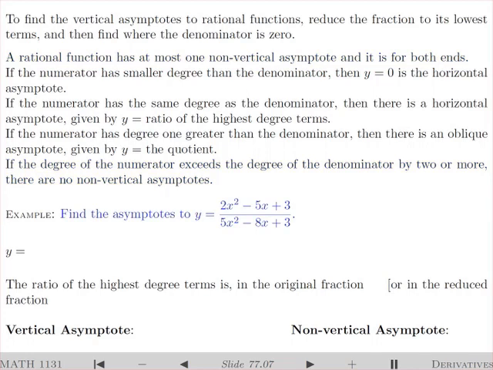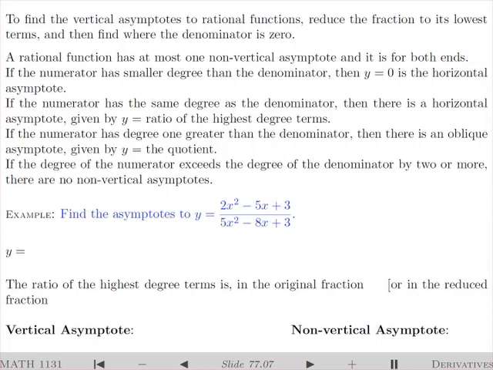Let's look at a couple of examples of finding asymptotes to rational functions. Again, to keep the algebra simple, we will look only at functions where numerator and denominator have fairly small degrees. The principles are the same no matter what the degrees are, but computations get longer and harder. So let's start by finding asymptotes to the graph of y equals a rational function where numerator and denominator have the same degree. To find vertical asymptotes, first remember to reduce the fraction.